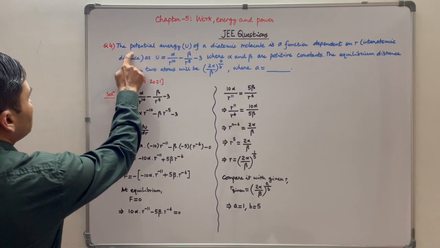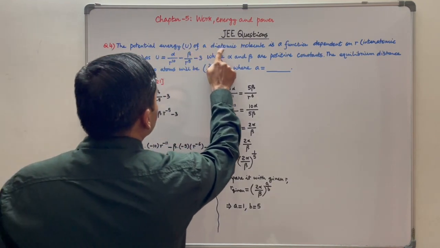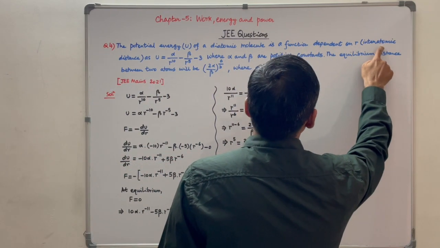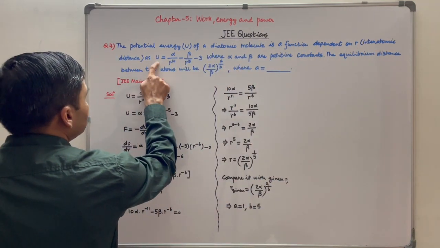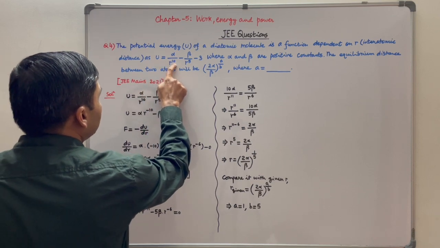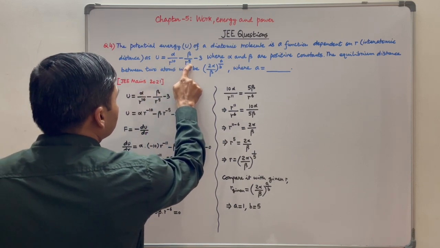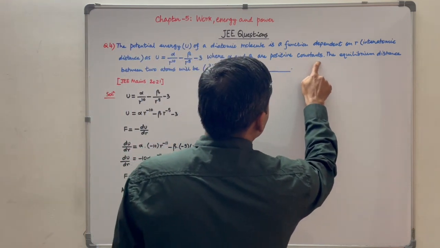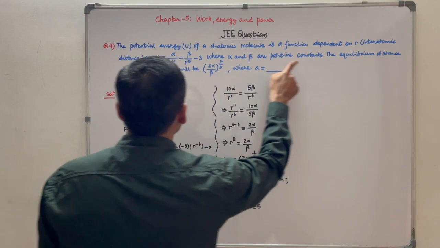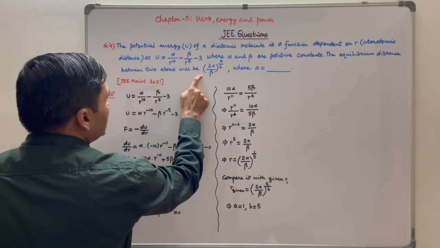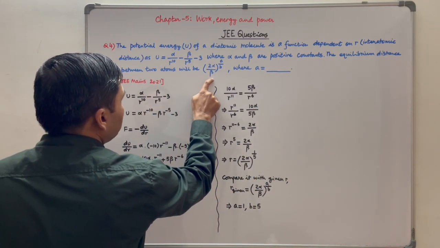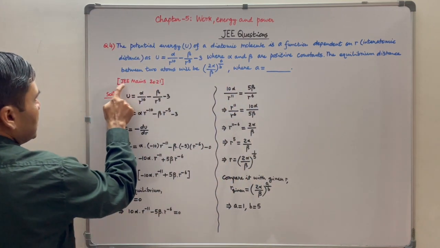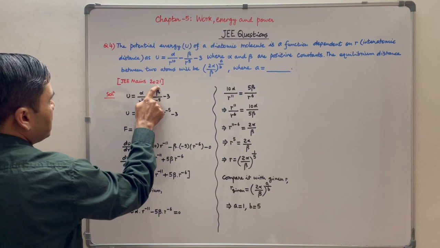Fourth question. The potential energy U of a diatomic molecule is a function dependent on r, the interatomic distance, as U is equal to alpha by r to the power 10 minus beta by r to the power 5 minus 3, where alpha and beta are positive constants. The equilibrium distance between two atoms will be (2 alpha by beta) to the power A by B, where A is equal to dash. This question was asked in JEE Mains 2021.